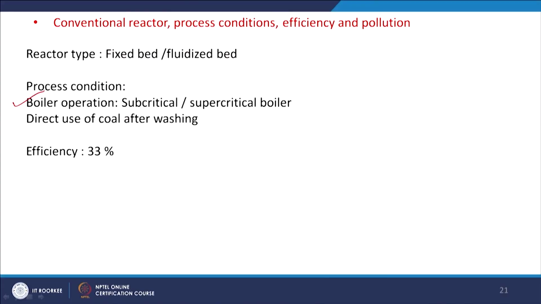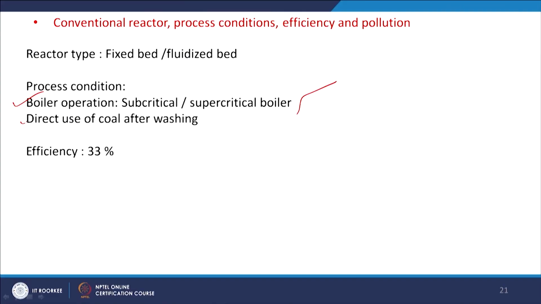Now, we will see what type of reactors are used for the production of electricity in the thermal power plant using coal. So, the conventional reactor type is fixed bed type, and in some cases we also get fluidized bed. So, fixed bed and fluidized bed, these are mostly used reactor types in thermal power plants, and in this case what is the condition? The boiler operation is mostly in subcritical conditions, and some advanced plants are using supercritical boilers and also getting more efficiency than the subcritical boiler.